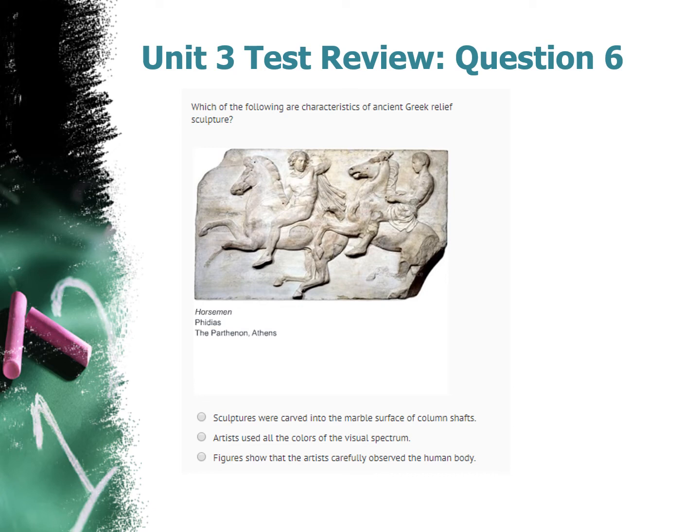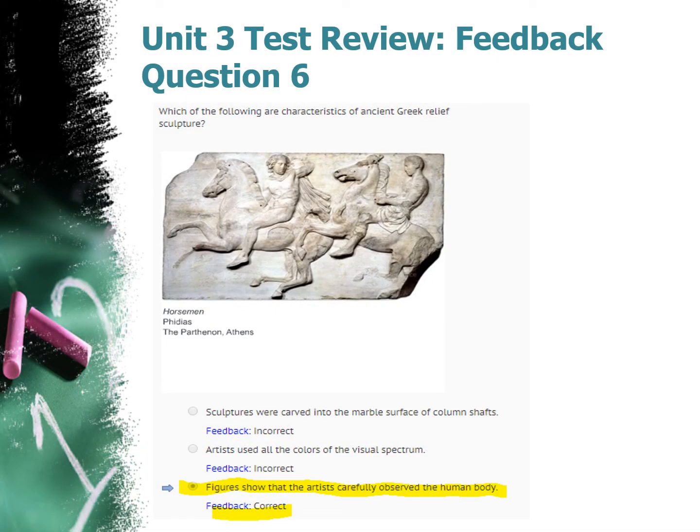Which of the following are characteristics of ancient Greek relief sculpture? Sculptures were carved into the marble surface of column shafts. Artists used all the colors of the visual spectrum. Figures show that the artist carefully observed the human body. The correct answer is going to be figures show that the artists carefully observed the human body.